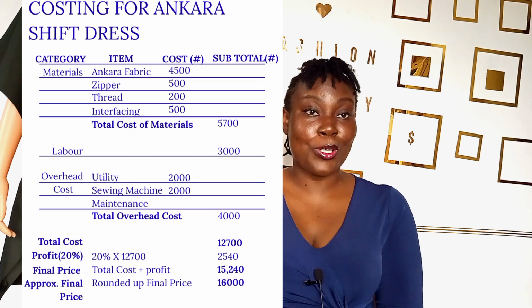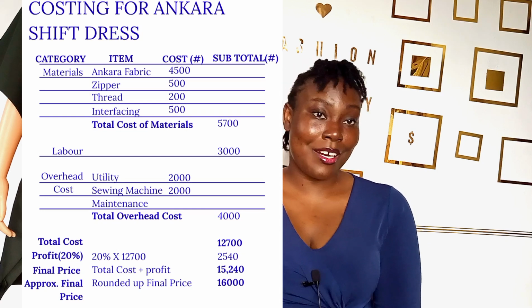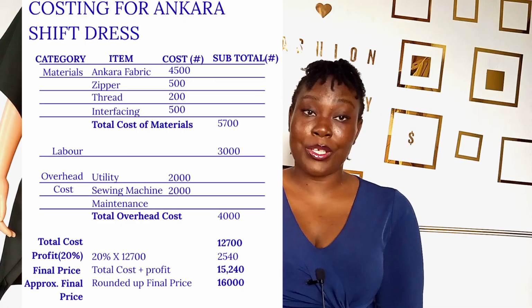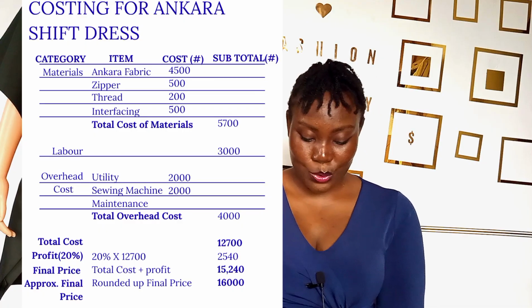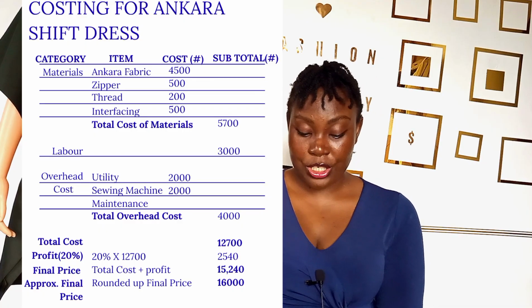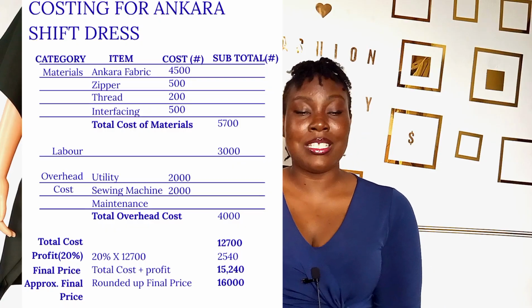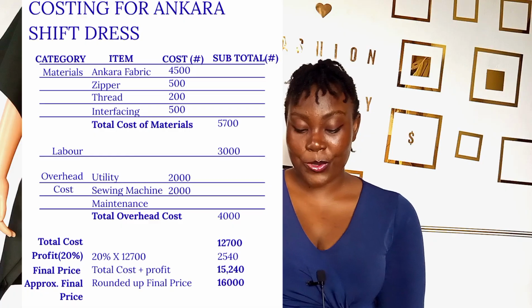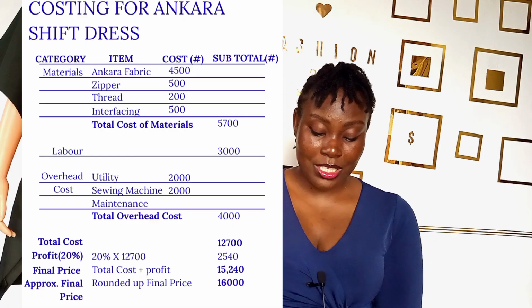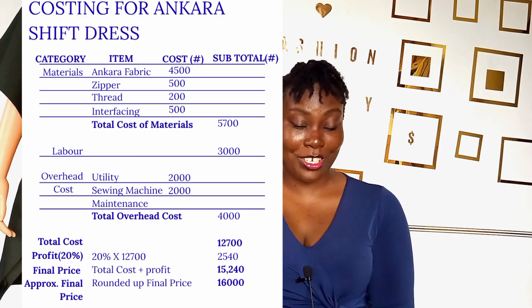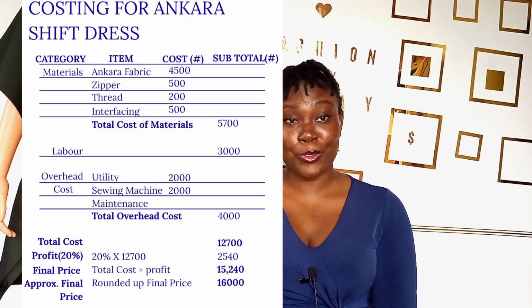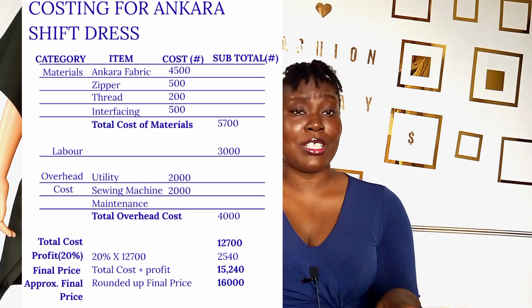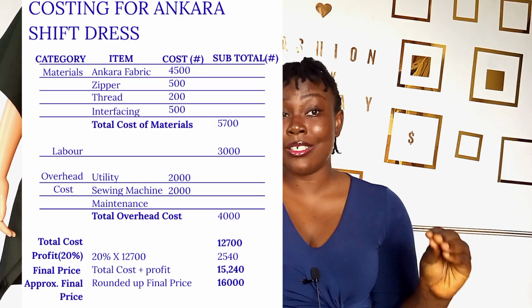So the fabrics you need, the cost of materials. The first one is Ankara fabric. Let's say Ankara fabric is 4,500 naira. Let's say that's the amount you're getting it. Then for the shift dress, you need a zipper, and the zip is 500 naira. You also need a thread that is going for 200 naira, and you need an interfacing that is going for 500 naira. So the total is 5,700. So that's the cost of materials you'll be spending for that outfit.